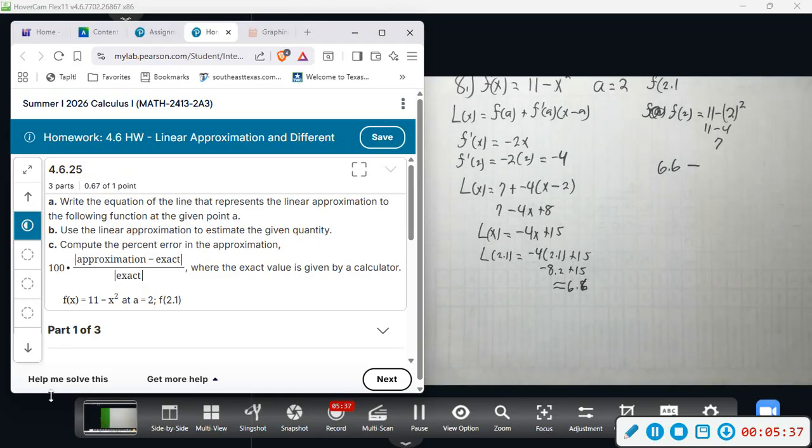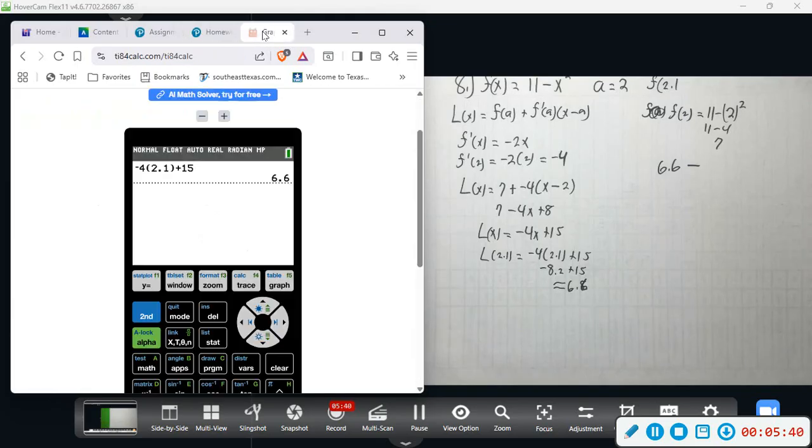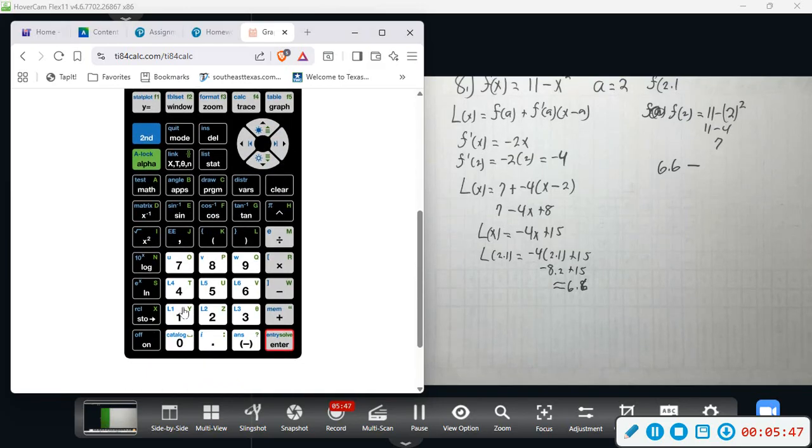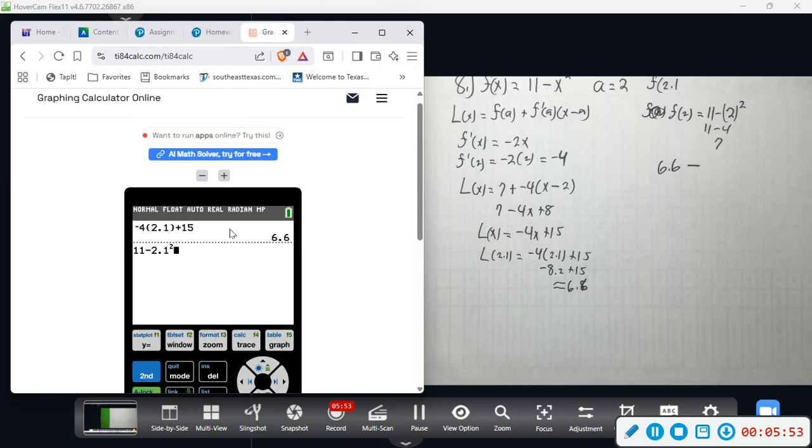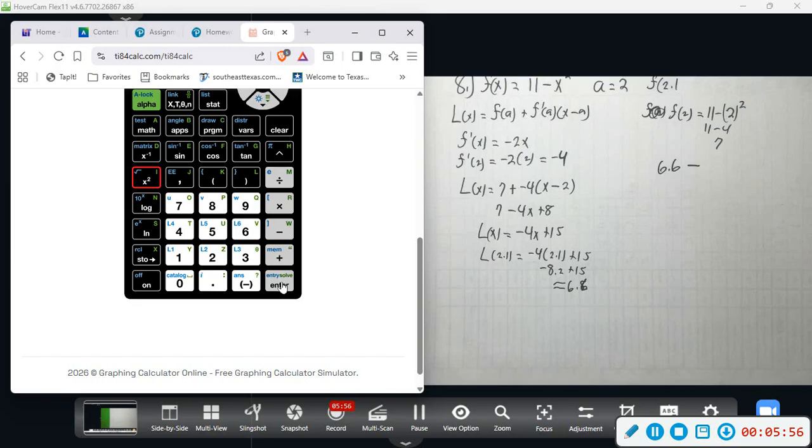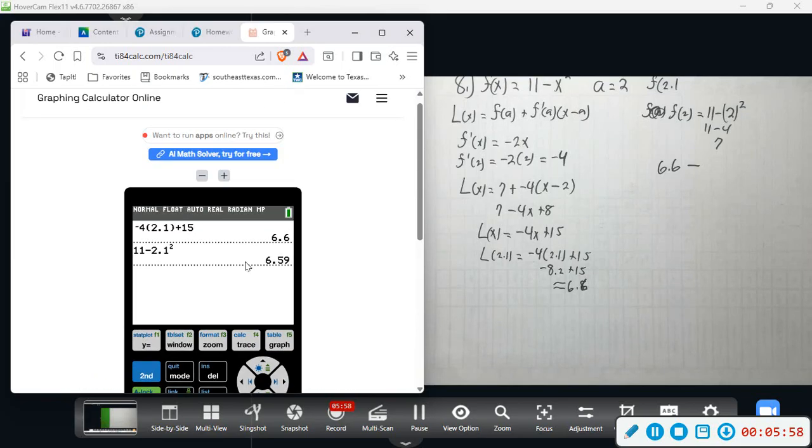I'll use the calculator and compute this as well. So we're going to do 11 minus x squared, where x is 2.1. So 11 minus 2.1 squared. And the exact is 6.59. So it's pretty close.